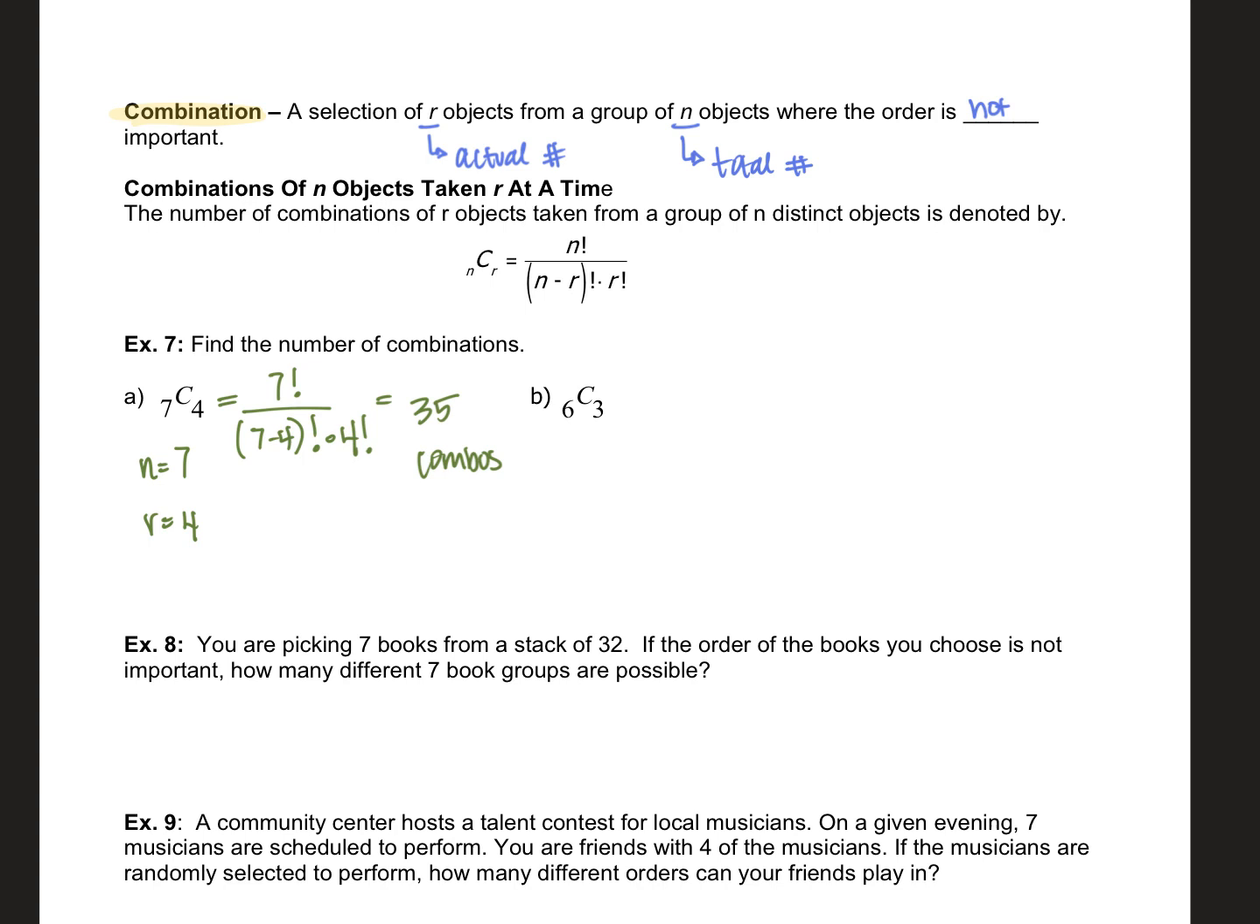Now I want to take a look at how we would do this utilizing our calculator rather than this formula. We're going to go through the same process that we did in our calculator for permutations. I'm going to start by typing in, for this example, the number 6. Then math, then PRB for that probability feature, and this time option number 3 for our combinations. Then I'm going to type in the number 3 and press enter. When we do that, our calculator should be giving us 20 combinations, so 20 combos.